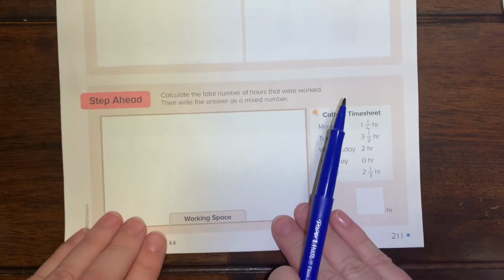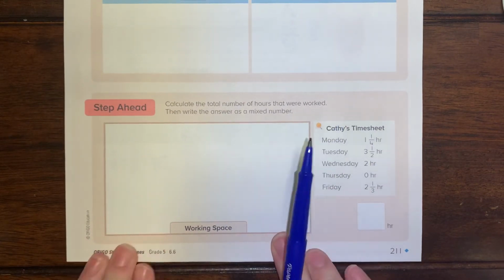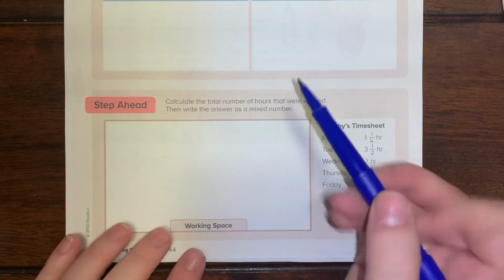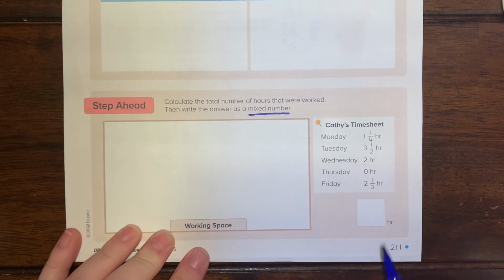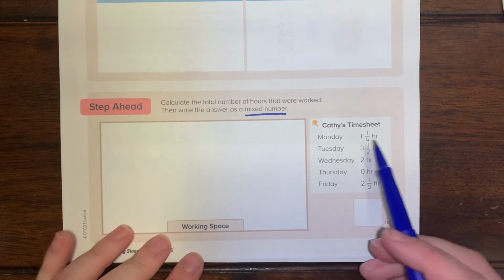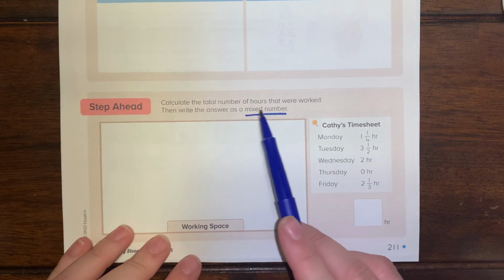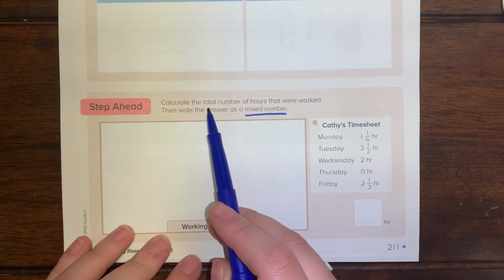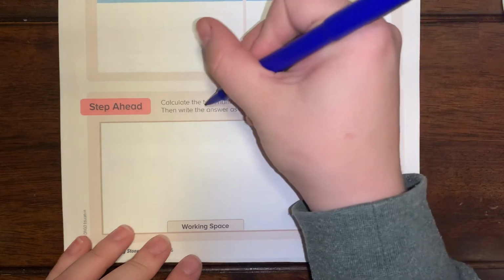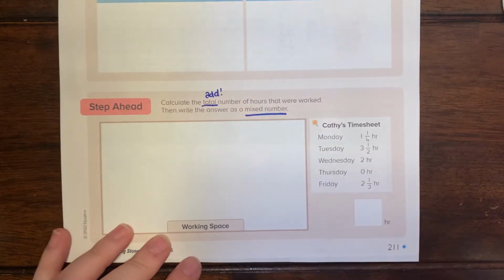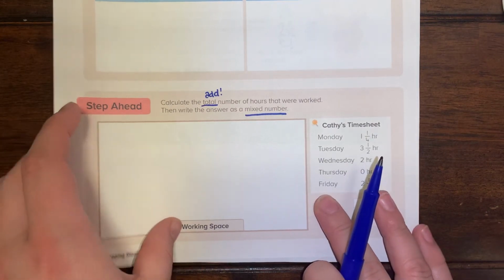And then down here, I'm going to go ahead and get you guys started on this one. Calculate the total number of hours that were worked, then write the answer as a mixed number. So our answer down here is going to be a mixed number. What we're going to do is add Kathy's timesheets all together because they want to know the total number of hours. And remember, when we see total, what does that mean? That means we're going to add. That gives you a hint on what you're going to do for your word problem.